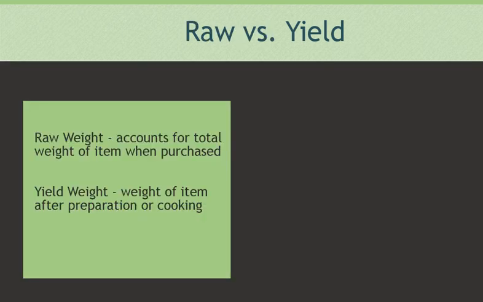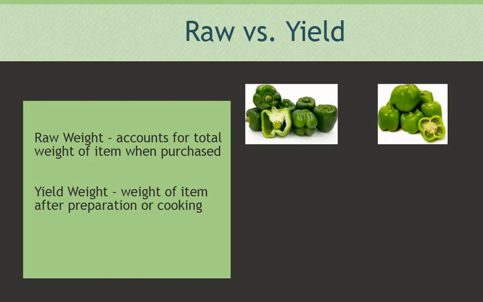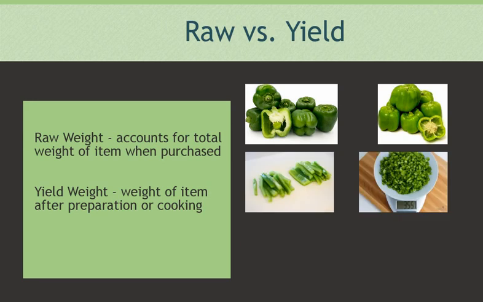Raw weight refers to the weight at which you purchased the item. Yield weight is the weight of the item after the unusable parts have been removed. A great example are green peppers. You can't use the seeds or stem of the pepper, though they account for some of its weight. Raw weight is the exact weight of the pepper whole, while yield weight is the weight of the same pepper once those parts are removed.